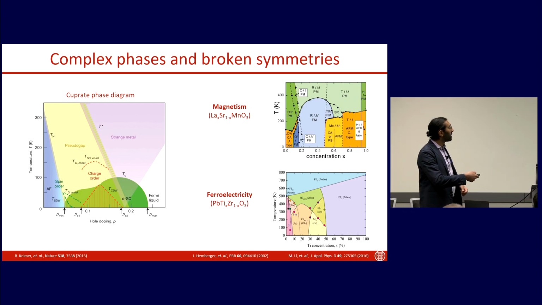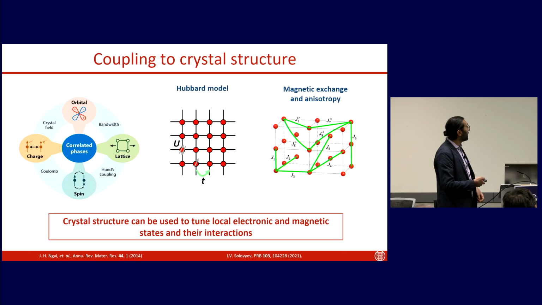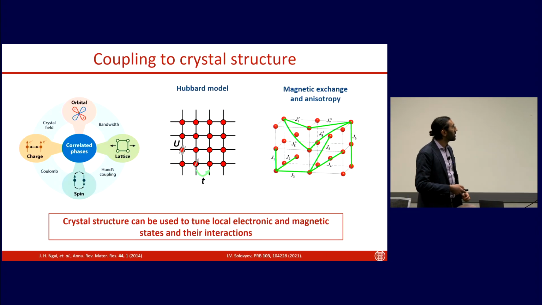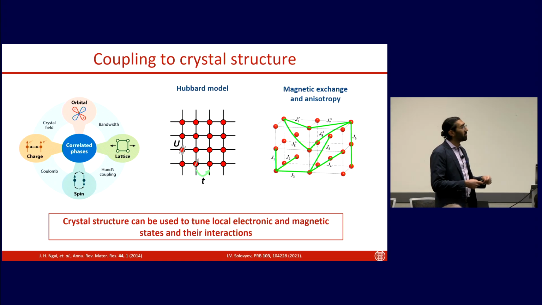And what I will talk about is how we can do that in different types of systems rather than superconductors, such as magnets and ferroelectrics. And the way that we can do that, I think a very direct way, is by coupling to the crystal structure, taking advantage of the fact that the lattice is strongly coupled to all the other electronic and magnetic degrees of freedom in the system.